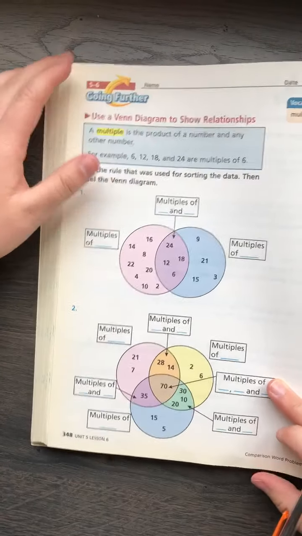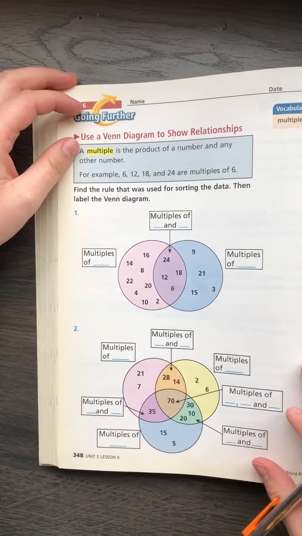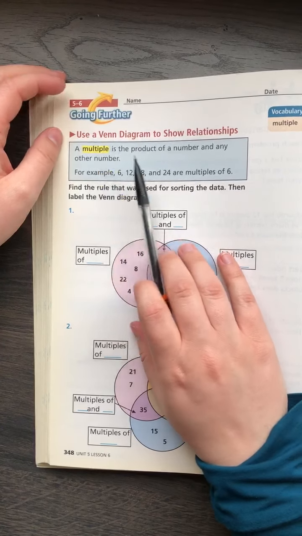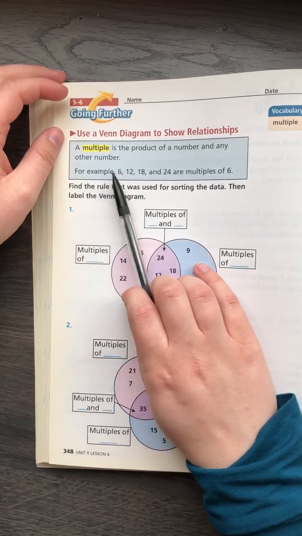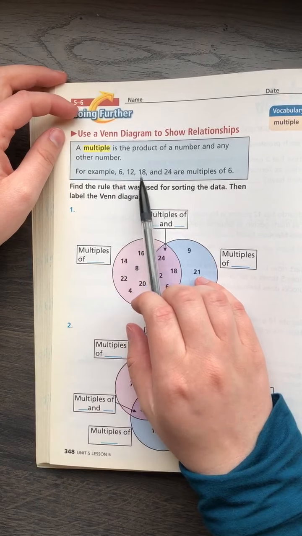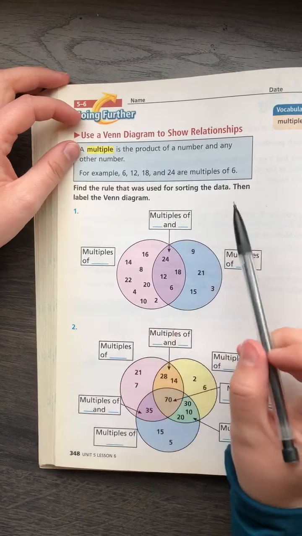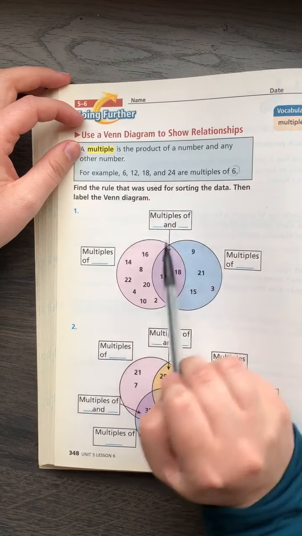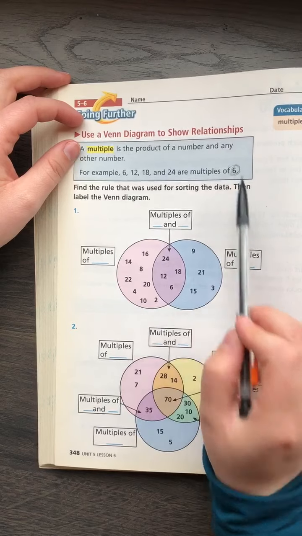Quick, let's talk about page 348. This is a going further page. It's just meant for a challenge, okay? So they talk about the multiples. A multiple is the product of a number and any other number. For example, 6, 12, 18, and 24 are multiples of 6. That means that 6 times anything will give you this answer, but it has to be something times 6.